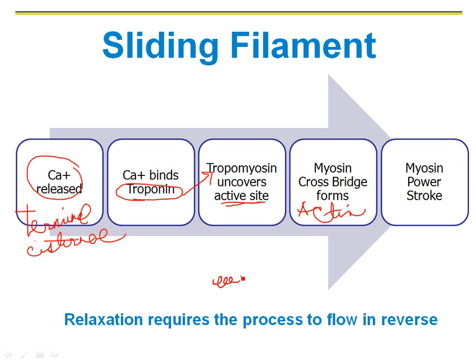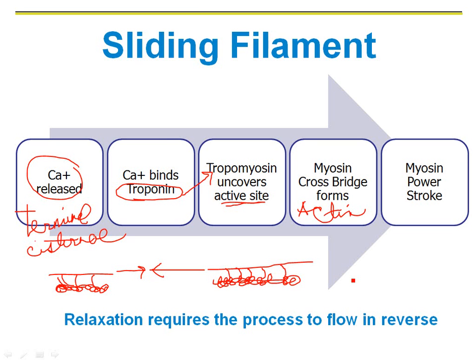The end result of that is this. Here's my thick filament. Here's my thin filament. The myosin heads, and it's always more than one, form the cross bridge, and they power stroke. And when they do that, this actin molecule gets pulled that way. On the other side of the sarcomere, the same event happens. That actin molecule gets pulled that way. What's the end result? The sarcomere shortens.